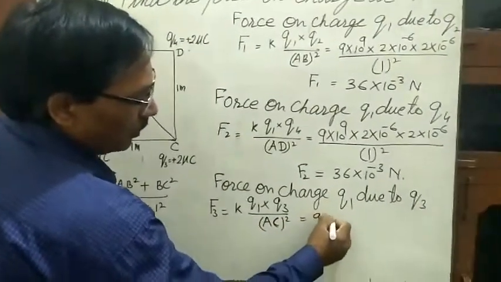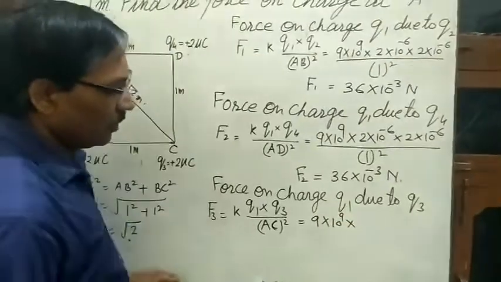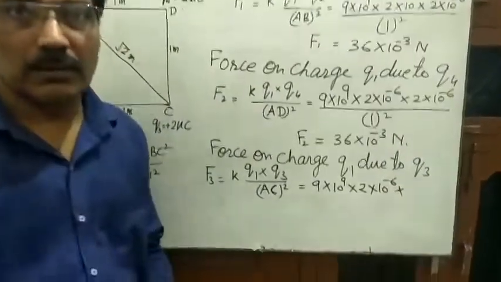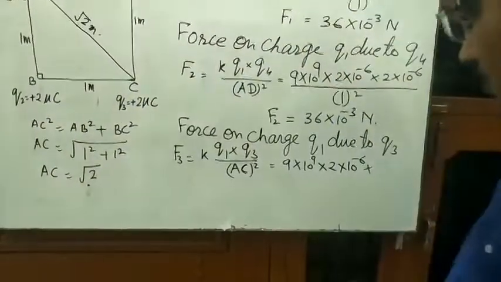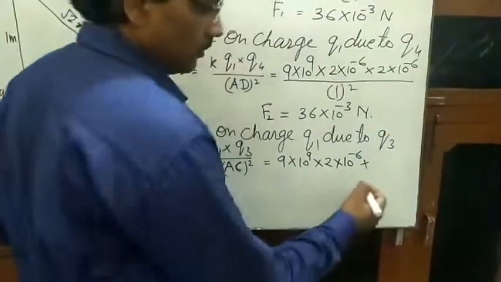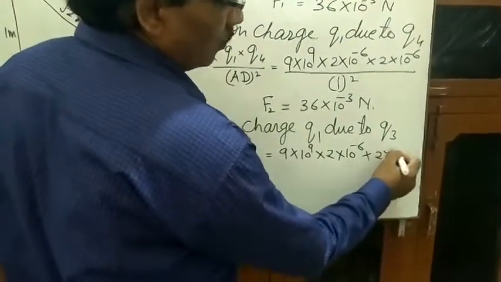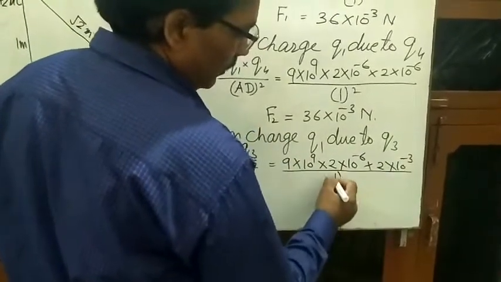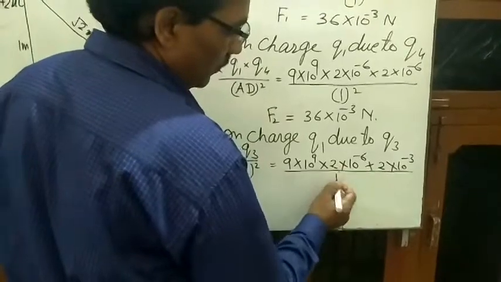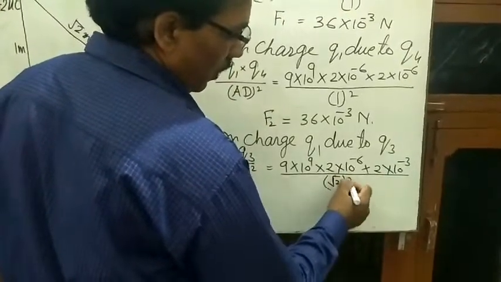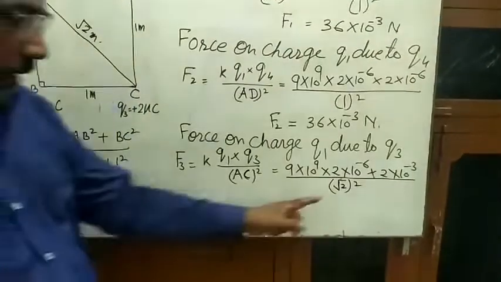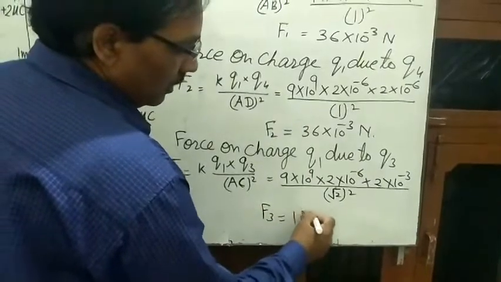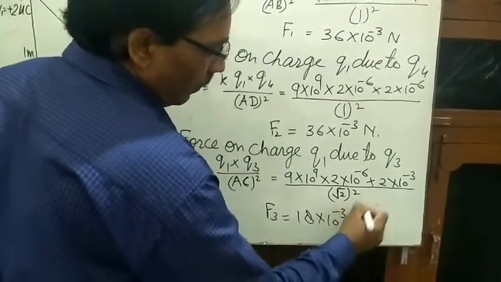This is 9 into 10 power 9 into Q1 is 2 into 10 power minus 6 and Q3 is again 2 into 10 power minus 6. All the charges are equal and distance is 1 meter. No, it is root 2 meter. Root 2 square, 2 and 2 cancel out. So we will have this F3 is equal to 18 into 10 power minus 3 Newton. Clear?